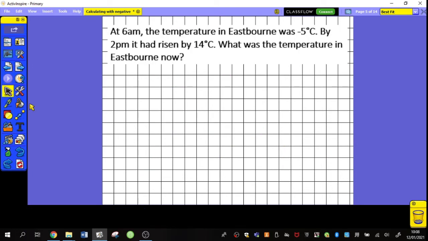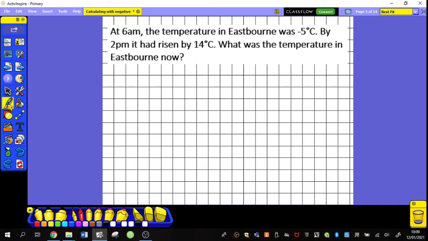So now we're going to look at this problem. At 6 AM the temperature in Eastbourne was minus 5 degrees. By 2 PM it had risen by 14 degrees. What is the temperature in Eastbourne now? So first thing I'm going to do is underline my key bits of information. I'm not fussed about the time, I just need to know that was what the temperature was in the morning. I'm not fussed by the place because it doesn't change the place at all. So by 2 PM it had risen, so risen I think is an important thing. And I've got to think, well, what does risen mean? To me, risen means going up.